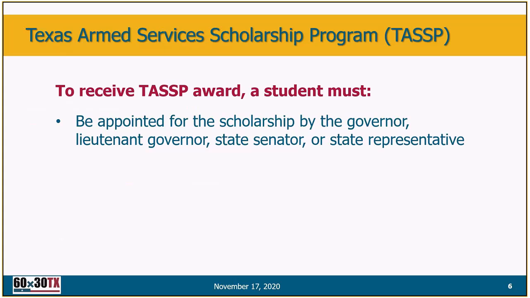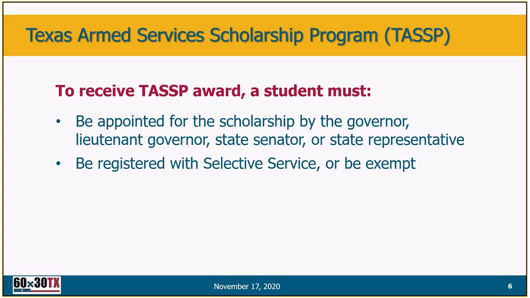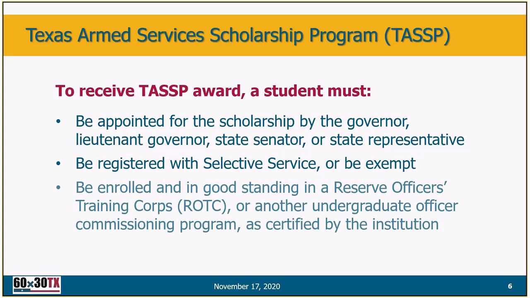In order to receive it, the student must be registered with Selective Service or be exempt. And then they also have to be enrolled and in good standing with your ROTC program or another undergraduate officer commissioning program. So when you're going in to certify that, you're confirming that they meet these criteria.